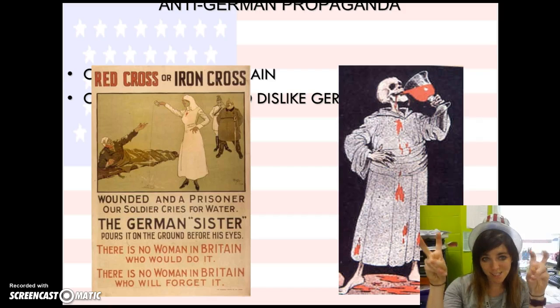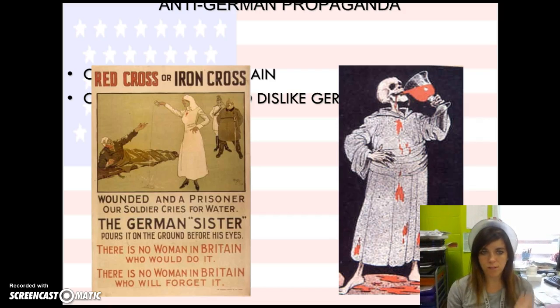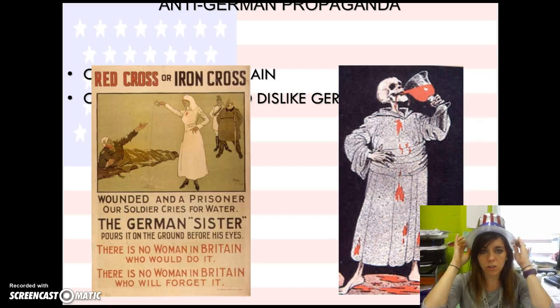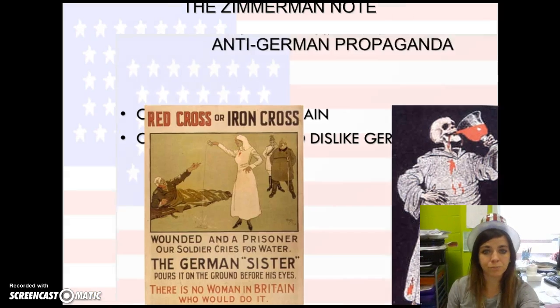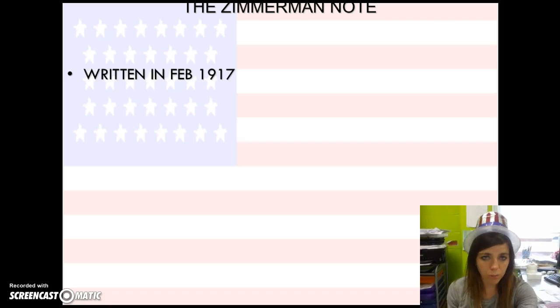Wounded and prisoner, our soldier cries for water. The German sister pours it on the ground before his eyes. There's no woman in Britain who would do it. There's no woman in Britain who will forget it. So basically this is calling on women to join the war effort because the nurses in Germany are obviously not good nurses, okay, and they're not helping our soldiers. So this is a cry for nurses, which was not true about the Iron Cross.